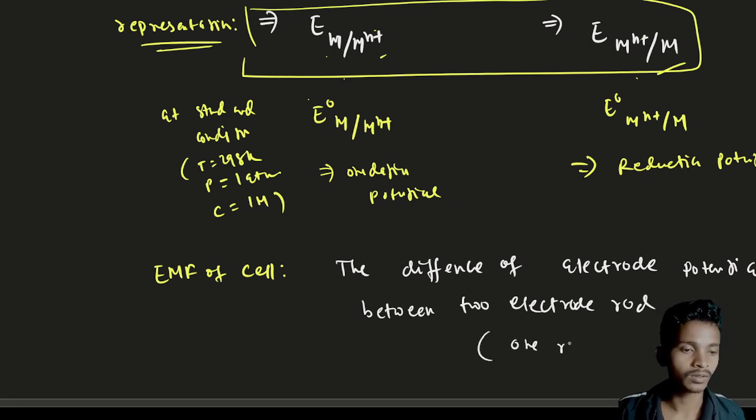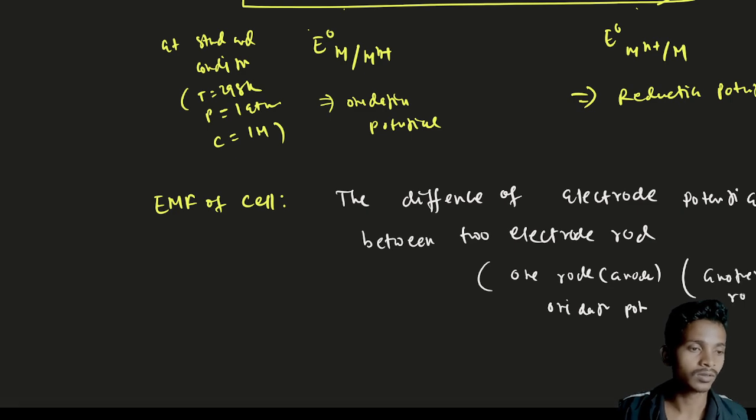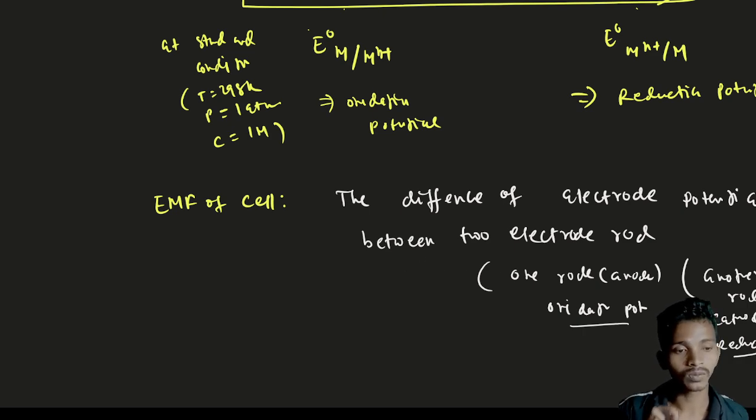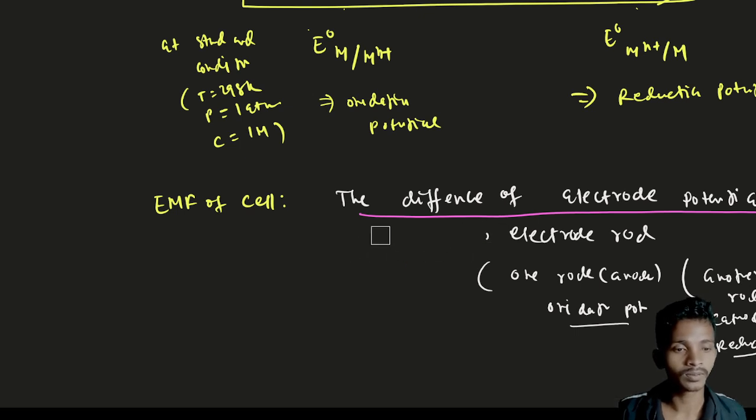This means that one rod is the anode, and its electrode potential is the oxidation potential, and the other rod is the cathode, and its electrode potential is the reduction potential. The difference between these two electrode rods in terms of electrode potential is called the EMF of the cell. So EMF of the cell means the difference of electrode potential of two electrode rods.